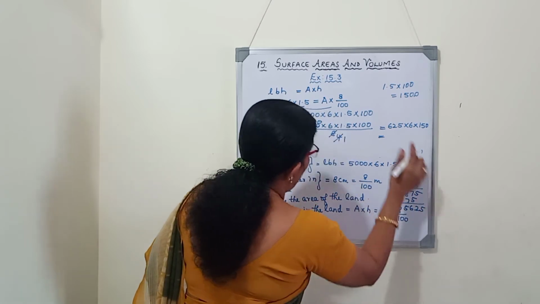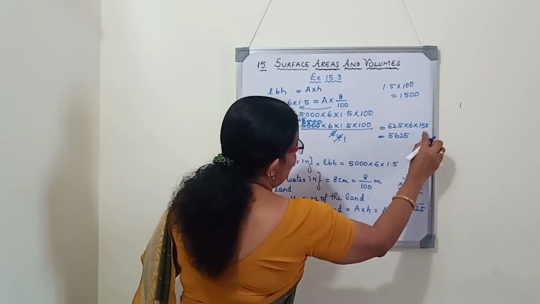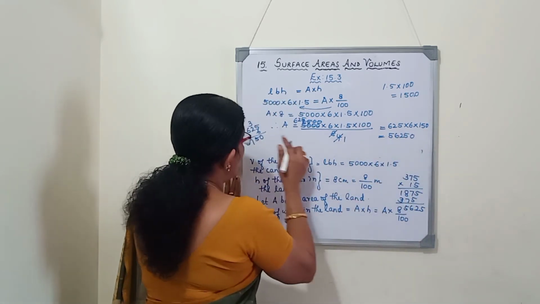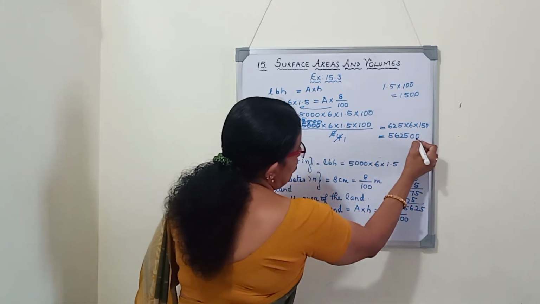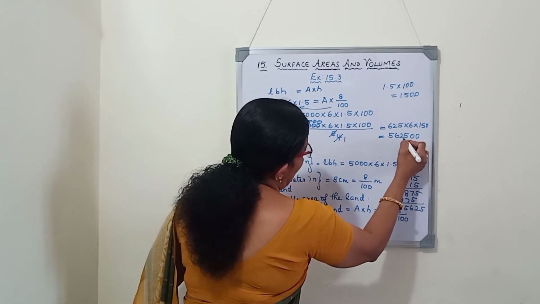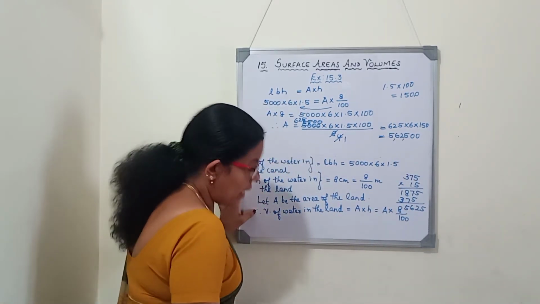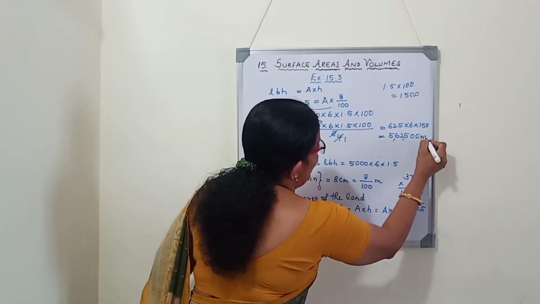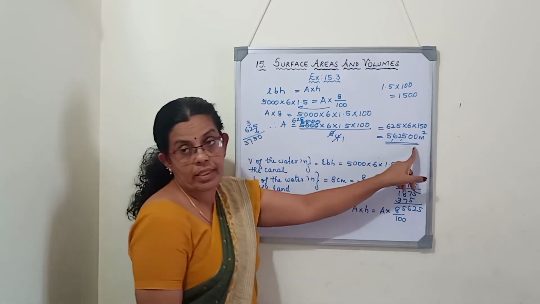Five, 6, 2, 5. So here we will get 5, 6, 2, 5. For 150 that is 1 0 and here also 1 more 0. So area of the land is 5,62,500 and the unit is meter square. Area of the land is 5,62,500 meter square.